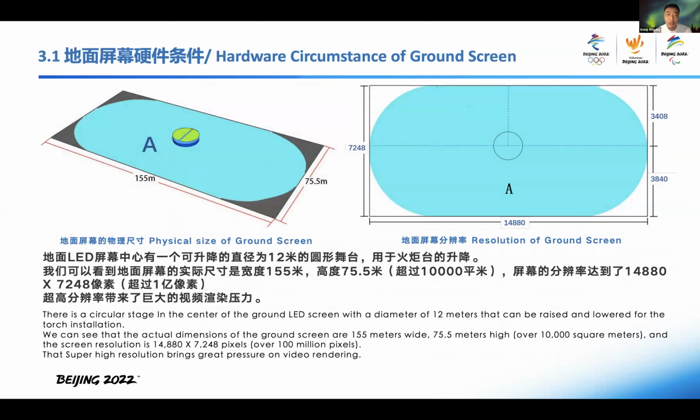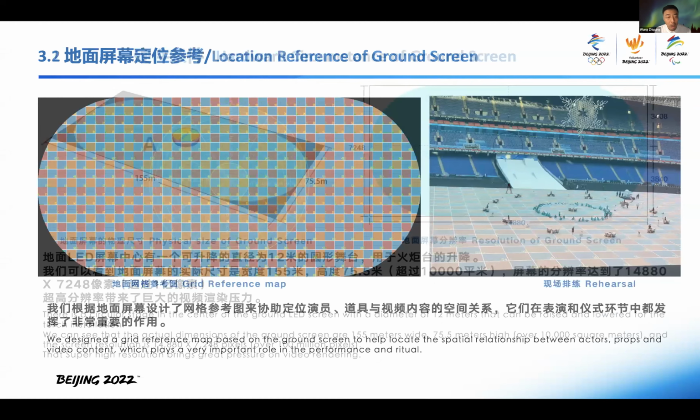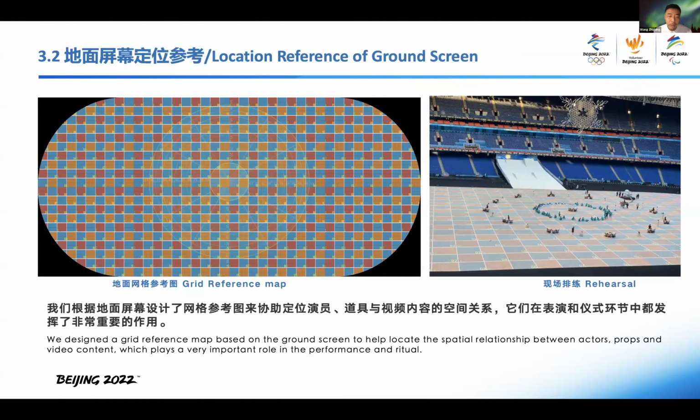Okay, from the image, we can see the real size of the ground screens is very big, over 10,000 square meters. And the resolution is also very high, over 100 million pixels. So that super high resolution brings a great impression of the video rendering. We also designed a great reference map based on the ground screen to help locate the spatial relationship between the actors, props, and the video content, which plays a very important role in the performance narrative.